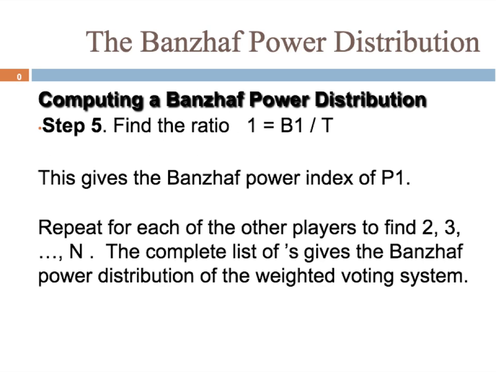And in the very end, we're going to find the ratio for each one, so the total number of times that a certain player is critical divided by the total number of times that all players are critical. Okay, and that's going to give us kind of like a percentage. And this is what gives the power in the Banzaf power index of player 1, and then you would repeat it for player 2, player 3, and so on and so forth.